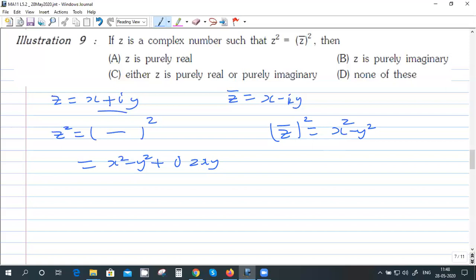Same, a square plus b square. Okay. And then minus 2ab, no? Let me write it fully. It's a minus b whole square. So it's minus 2, a is x, and b is minus iy. So this is equal to plus 2ixy. So this is same as this one. That is why z square is same as.